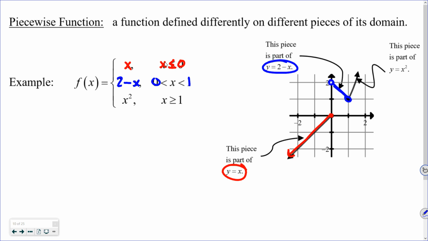The next one, when x is greater than 1, I graph x squared. So that's this part right here. It starts right here. So now that point's filled in. That's why that point was filled in, and it's going up that direction. So all you're doing is, on certain parts of the domain or certain intervals of x, you're graphing different equations depending on the piecewise function. So let's actually practice graphing one.